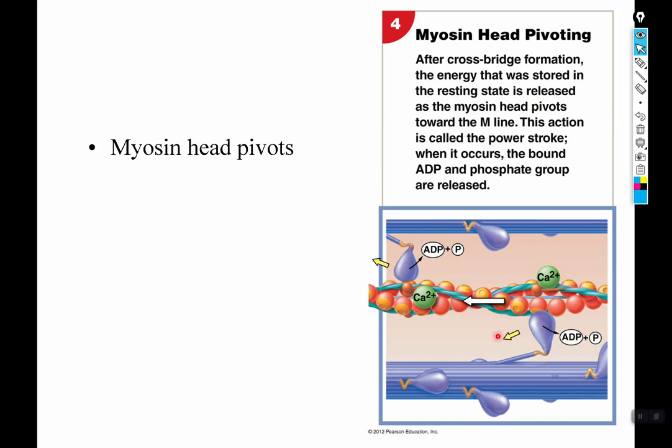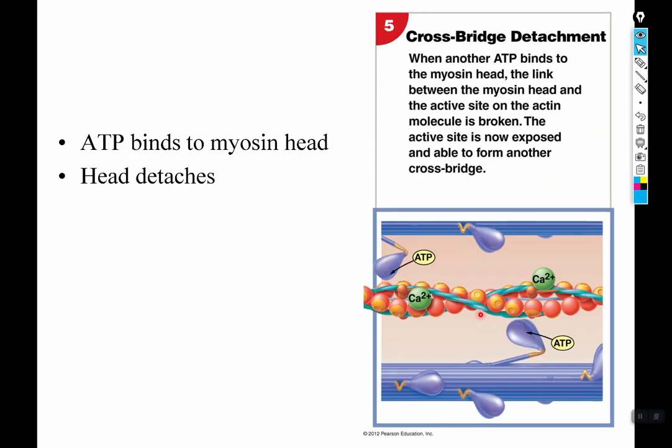After the pivot, another ATP comes along and it binds to the myosin head, which causes the head to detach. Because the myosin head has let go of its ADP and inorganic phosphate during the power stroke, now there's another spot where the ATP can bind. And when it does bind, it makes the myosin head let go of the actin. Once the ATP is cleaved again, we can have another cross-bridge cycle.